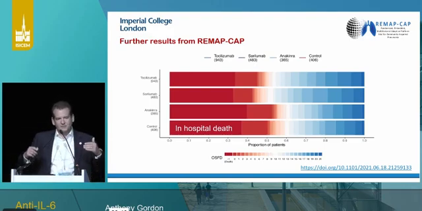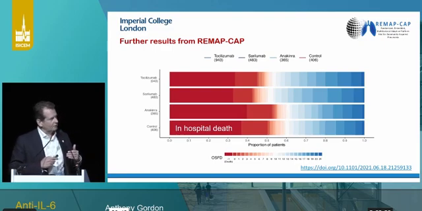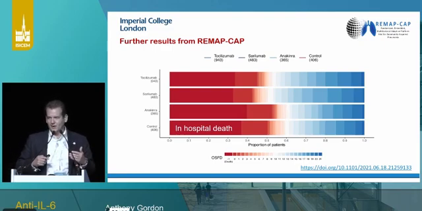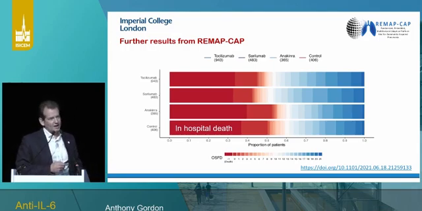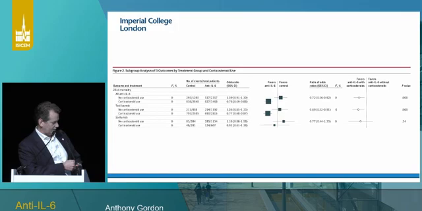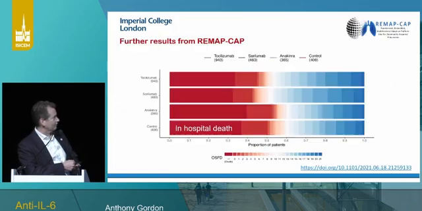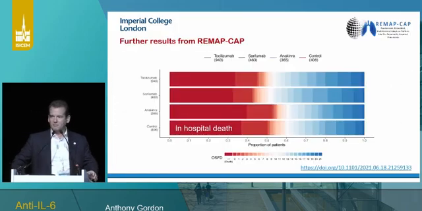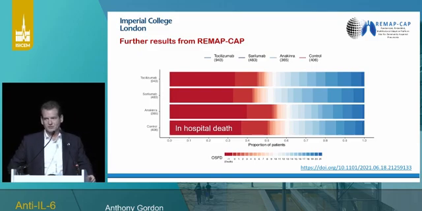REMAP-CAP, its adaptive design, the way it worked was after we saw those results in November, we stopped randomizing patients to control, but we kept on comparing the different immune modulators that we were studying. So this data is now available just as a preprint. It's not published under peer review yet. But you can see now nearly 1,000 patients with tocilizumab, 10 times more sarilumab than we had before. Now nearly 500 patients treated with sarilumab. And you see very similar signals.